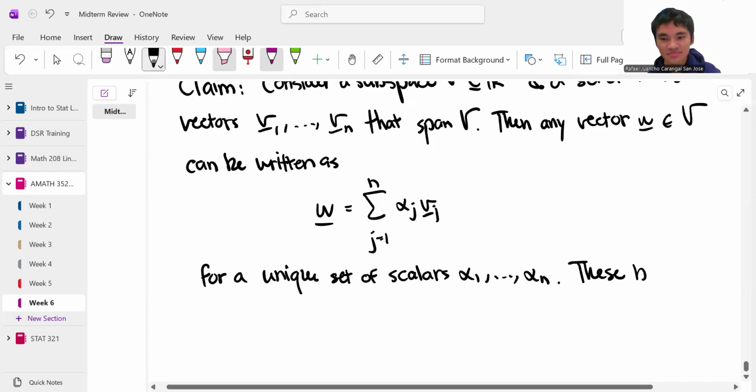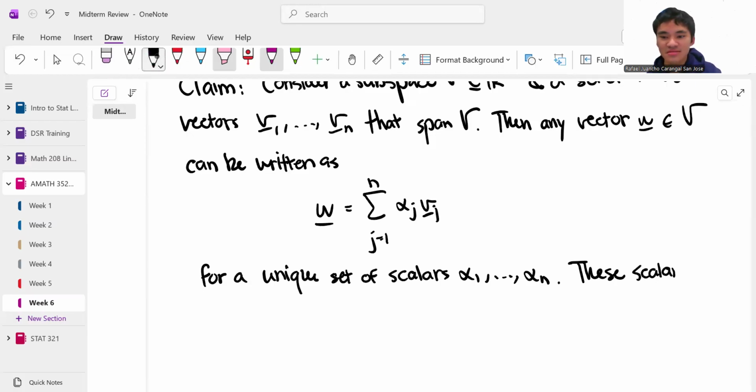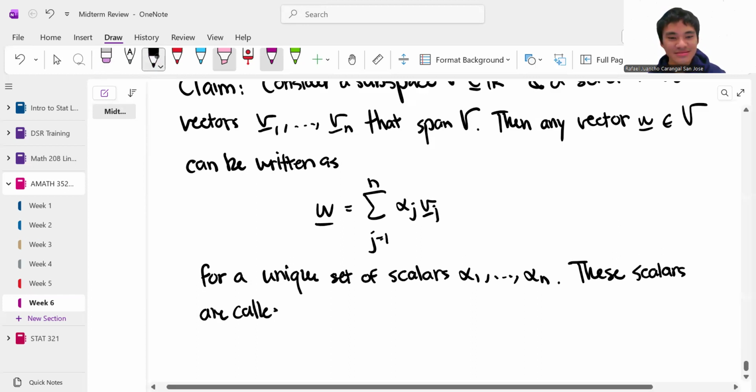Now, what can we say about these scalars? These scalars, when you have basis vectors, what do you call these? Call these basis coefficients of this W vector.